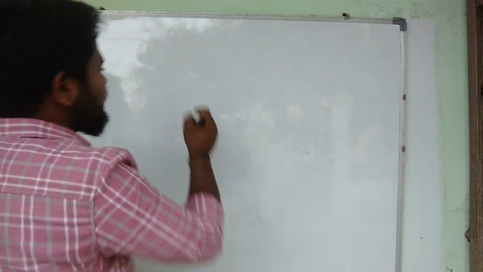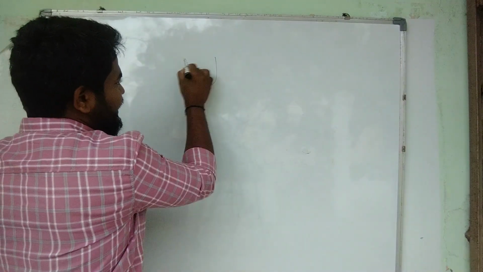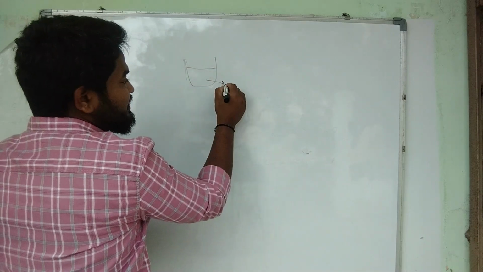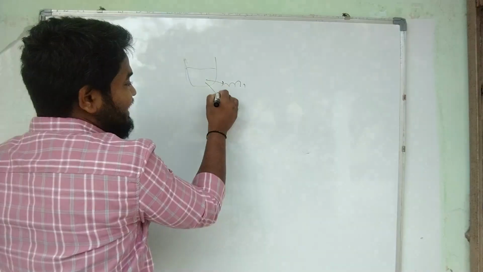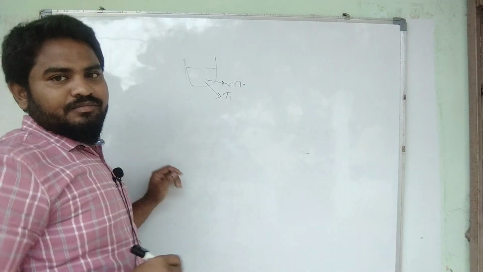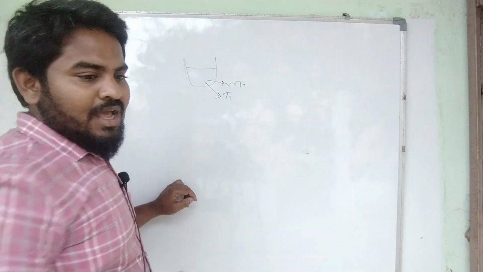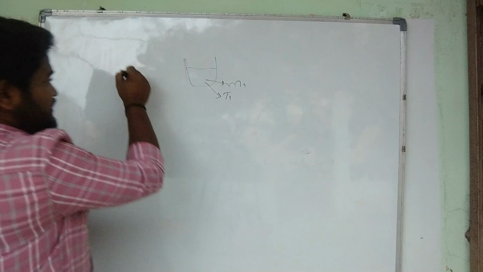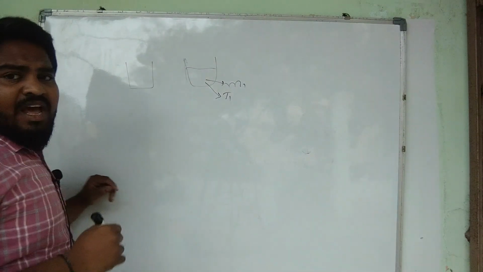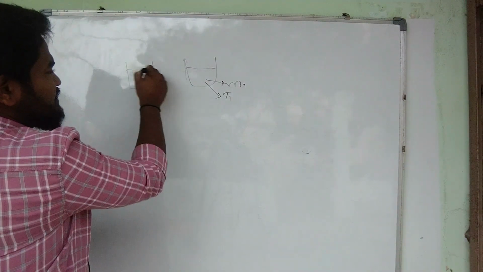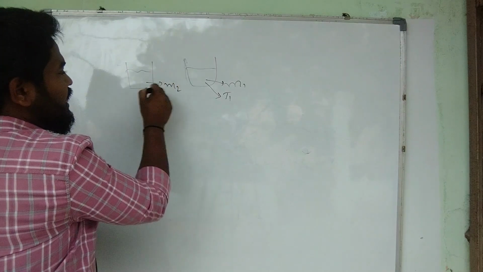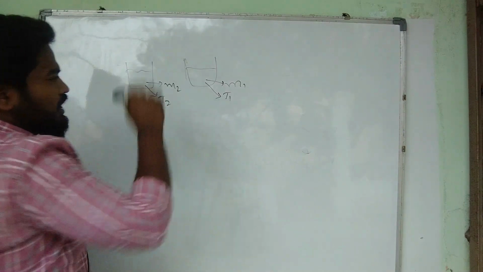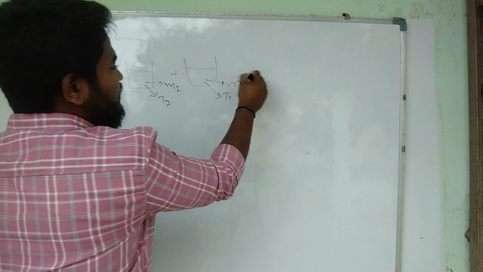So first let us think. We have taken a substance in one beaker which has mass m1 and temperature T1, and we have taken another beaker which has mass m2 and temperature T2. And what we have done, we have mixed both of them, right?